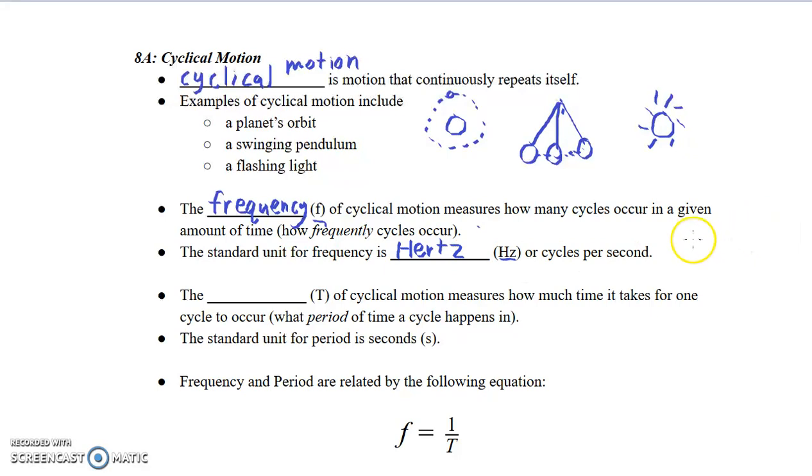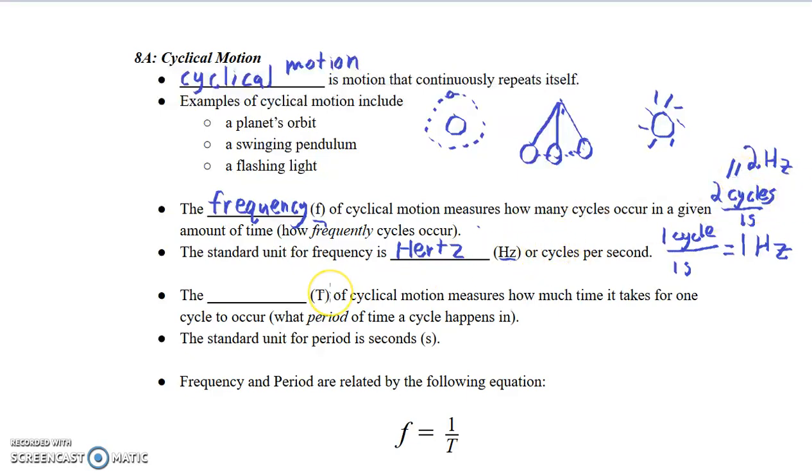So for example, if something happens one cycle or one time per second, we'd say that has a frequency of 1 Hz or 1 hertz. Again, if it happened 2 times a second, so if you said there were 2 cycles in 1 second, you would say that it has a frequency of 2 hertz instead. So again, hertz, the standard unit for talking about how frequently something happens.